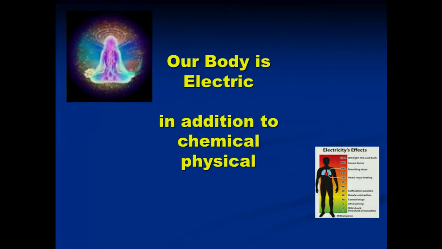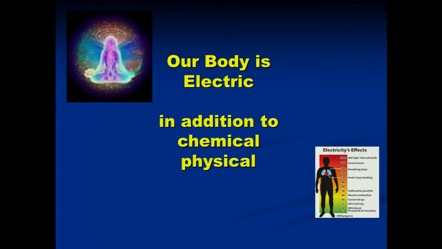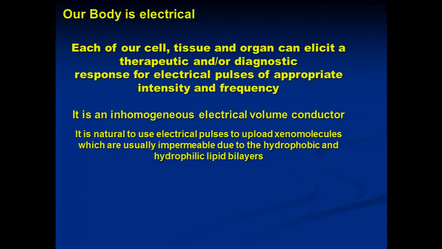We'll see that, okay? In addition, our body is electric, okay? People will keep telling that our body is physical, chemical, this and that. But I don't know how many of you know, our neurons, without electrical signals, our brain cannot function. Without electrical pulses, our heart cannot function. So, our body is electrical and, you know, it is also electronics as we see in the next slide, okay? So, what happens, each of our cell, tissue, organ can elicit, okay?